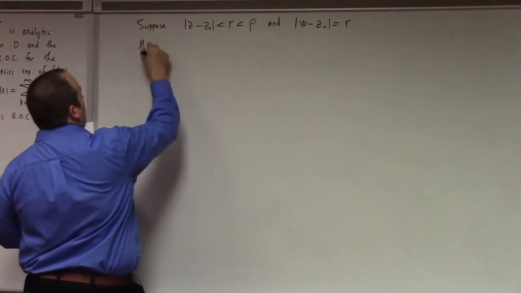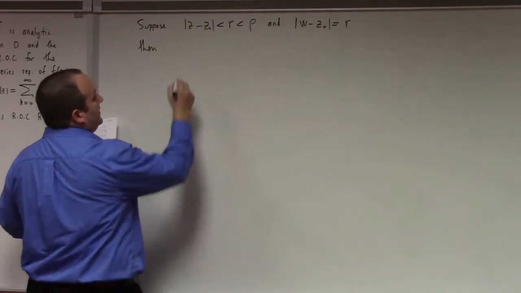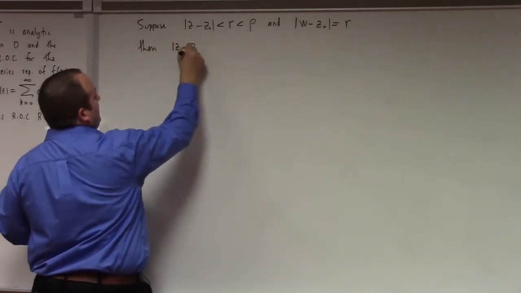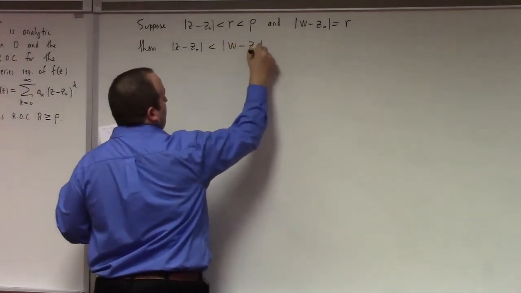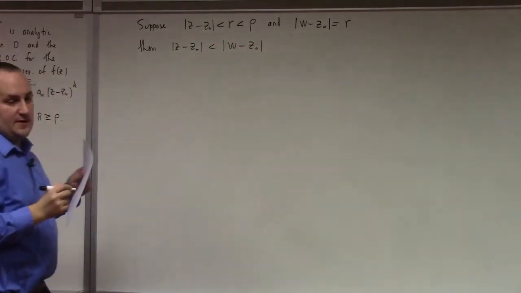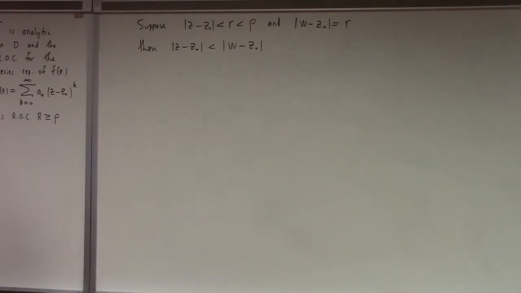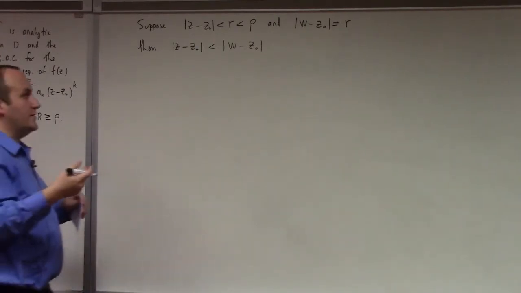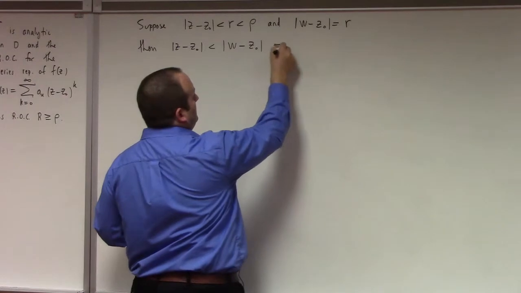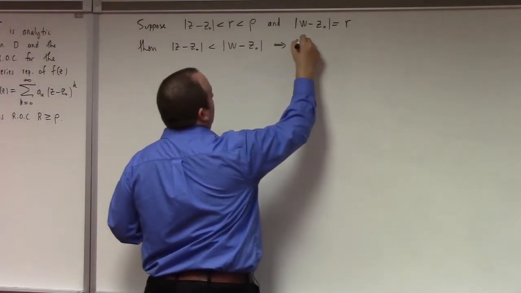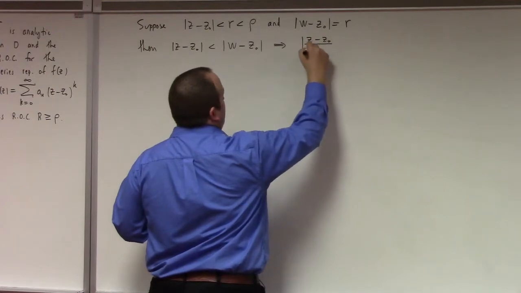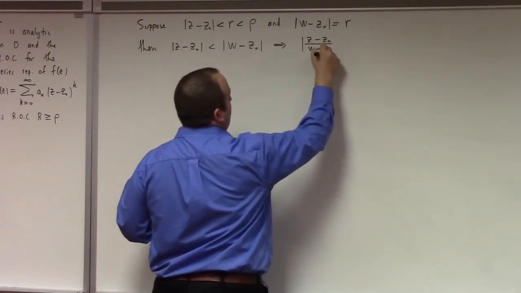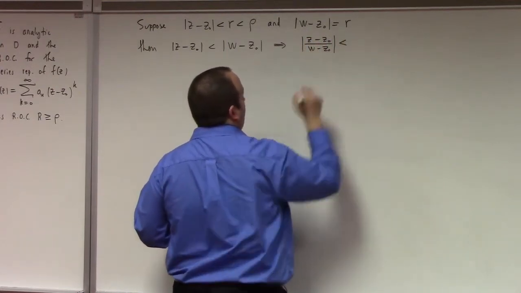Then what do we have? We have the modulus of z minus z naught less than the modulus of w minus z naught, right? I'm just going to go ahead and address this inequality at the start of the argument so we have it in hand to work with. What's this imply then? The modulus of z minus z naught divided by w minus z naught is less than what?